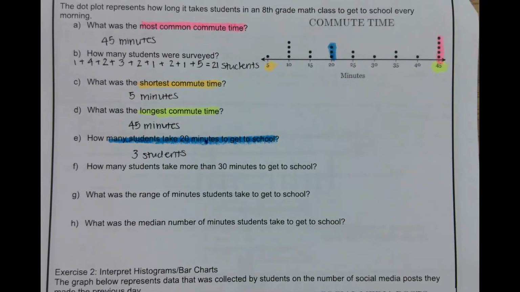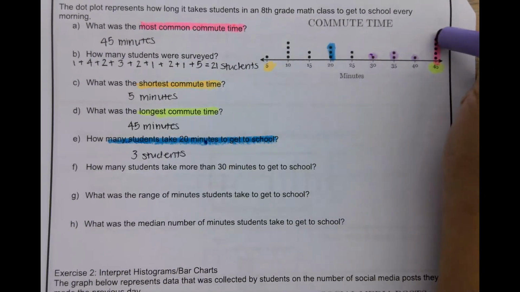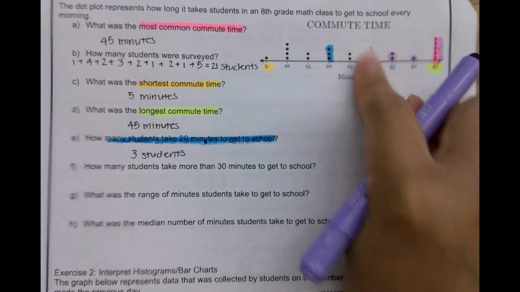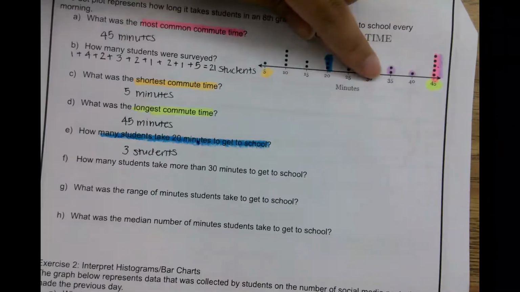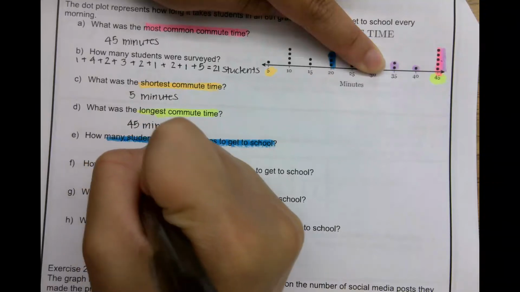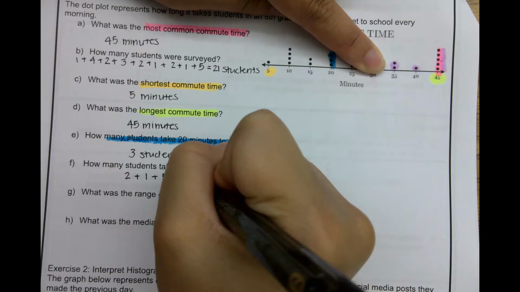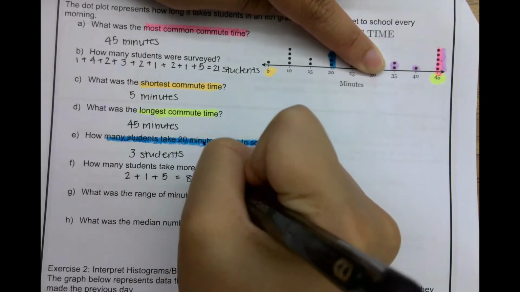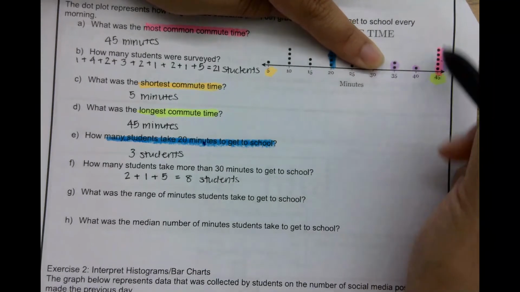Next one here, how many students take more than 30 minutes? So more than 30 minutes, I'm going to look at all the dots here. Oh, sorry, not this one. That was a mess up, right? Because 30 isn't more than 30, so we're not including this one. Okay. So here I have 2 plus 1 plus 5 for 45 minutes, and if I add them all up, I get 8 students. So 8 students take longer than 30 minutes, right? So 1, 2, 3, 4, 5, 6, 7, 8.